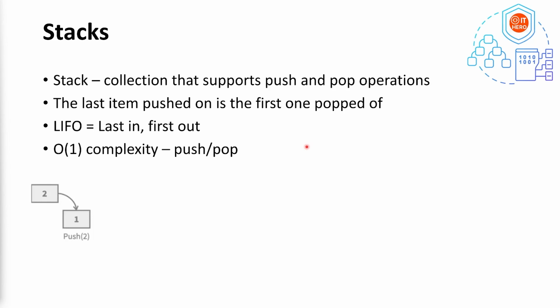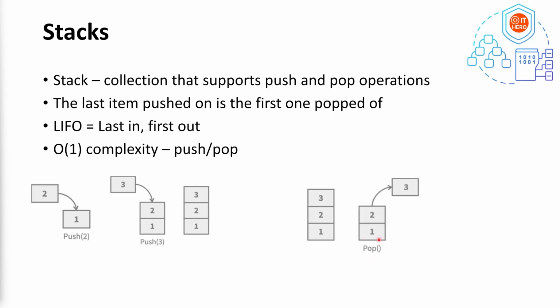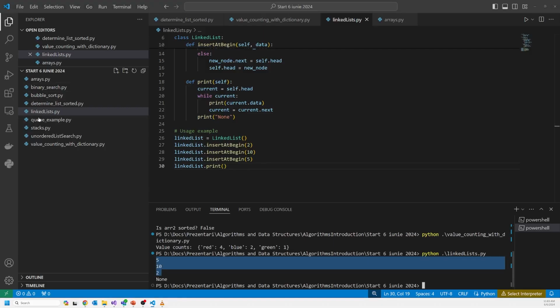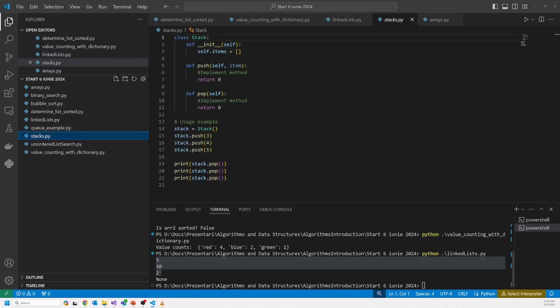Let's see how this works. So we have the first element 1, then we push another one, the 2, then we get another one, and in the end this looks like a real stack. And getting elements is the same. We have this pop method which simply removes the last element. Again, we will see this in practice. We'll open Visual Studio Code again and see a stack example. Let's go to stacks here.